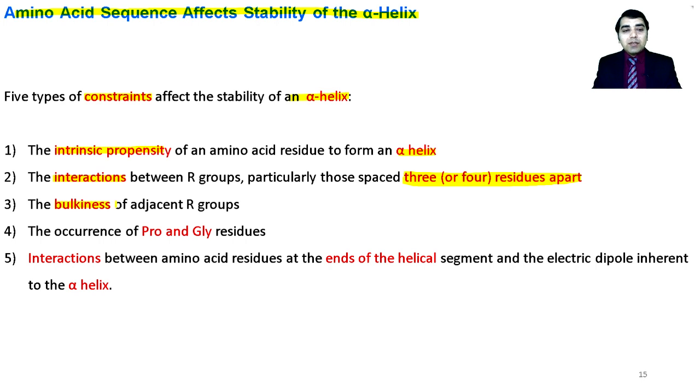Sometimes the bulkiness of the groups is involved. They are taking too much space and they do not favor the formation of the alpha helix. Occurrence of proline and glycine is very important. Proline is too rigid for the formation of alpha helix and glycine has too much free rotation. And also the interaction of the ends of the alpha helices is very important. For example, the amino terminal contains negatively charged amino acids while the carboxy terminal contains positively charged amino acids.